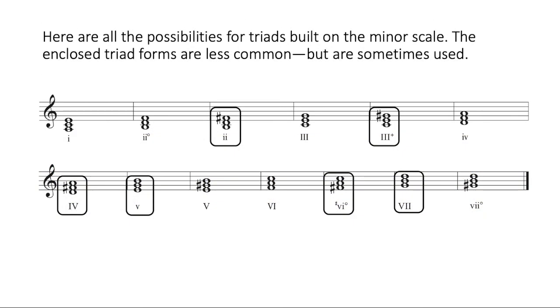Here are all the possibilities for triads built on the minor scale. The enclosed triad forms, the ones in boxes, are less common, but you will sometimes hear them. Notice that the median chord, the 3 chord, now has the possibility for an augmented triad.